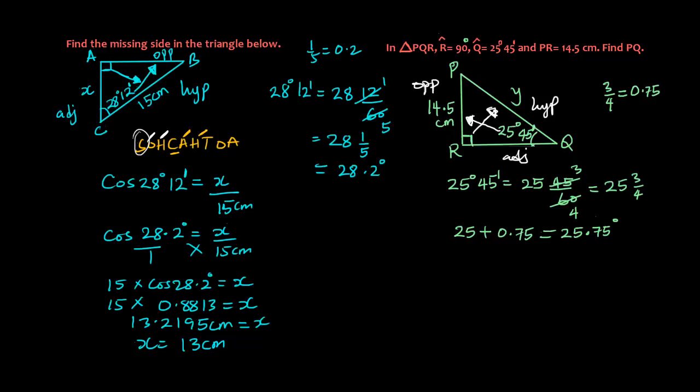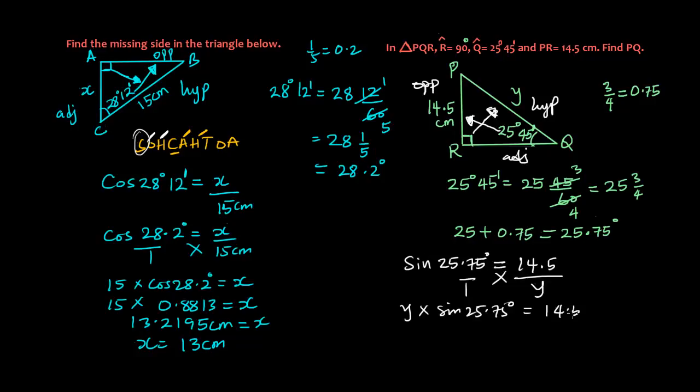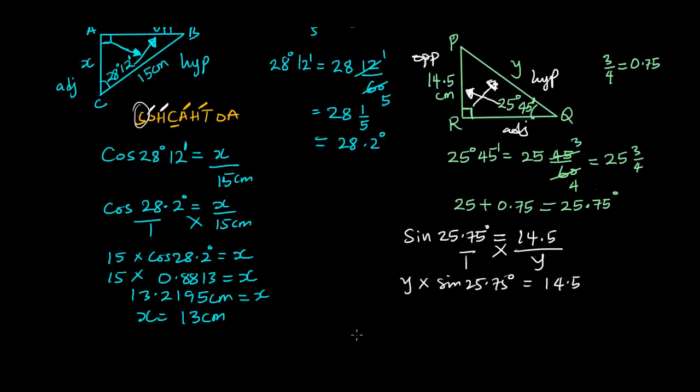So this will be sine 25.75 degrees. You notice we are no longer using the 45 minutes here, because we've converted it. So this is equal to opposite, which is 14.5, all over the hypotenuse, which is y. We can just cross multiply here, and this will be y times sine 25.75 degrees equal to 14.5.